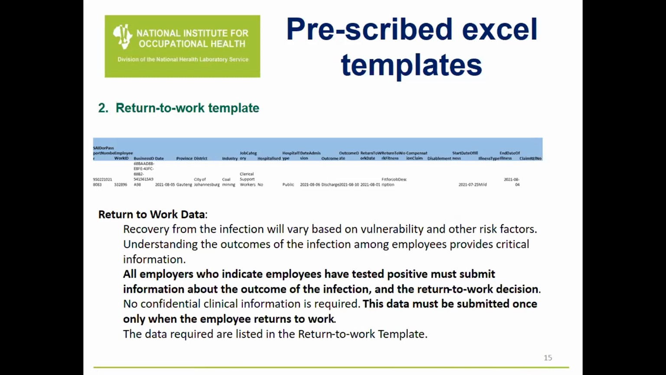And then at end date of illness, we want to know when the person was fit or healthy enough to go back to normal activities. This is the date that you put in there. And then the claim reference number: if there are claims that you've made, you can put it here. If there are no claims that you've made, you leave it blank.